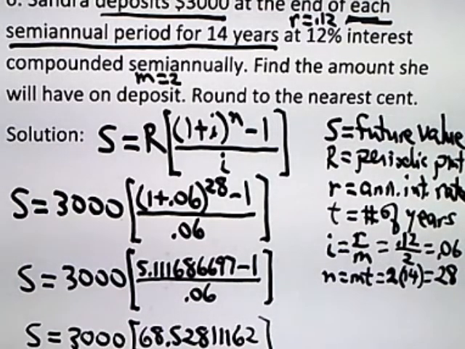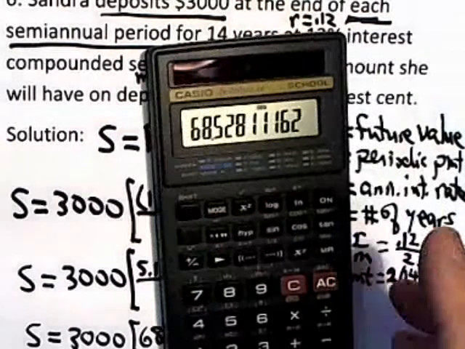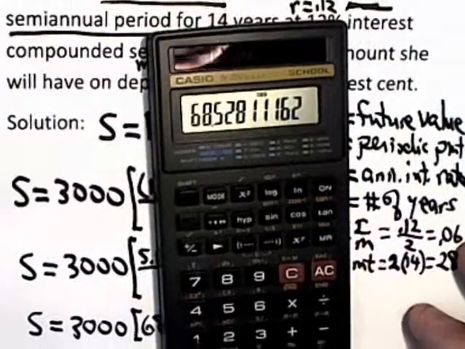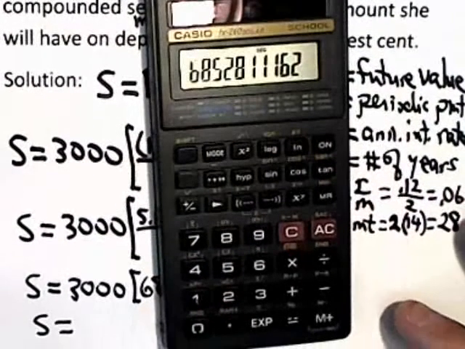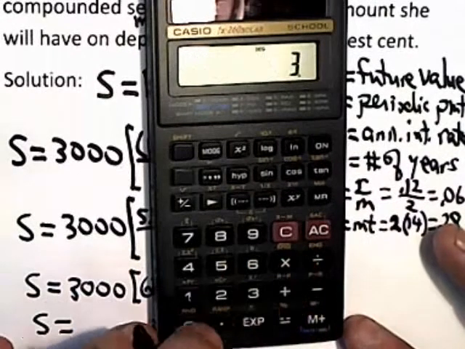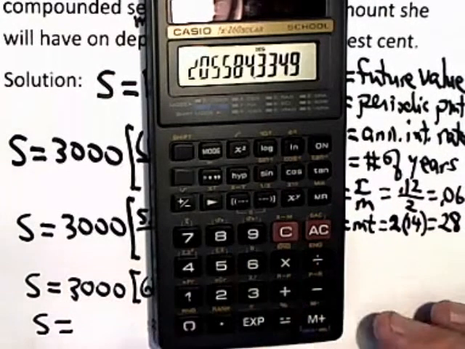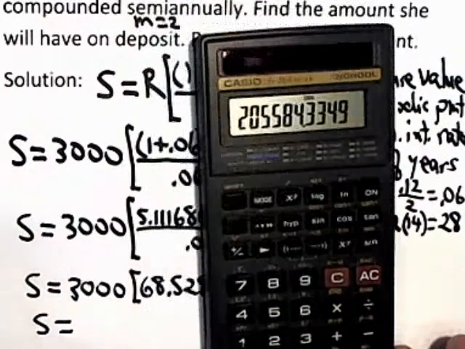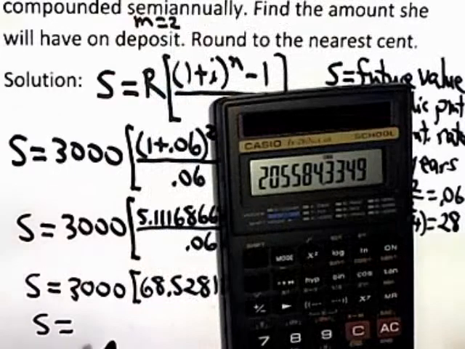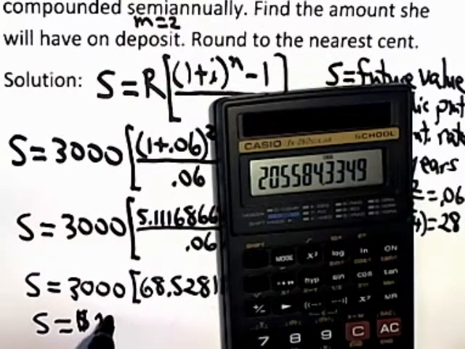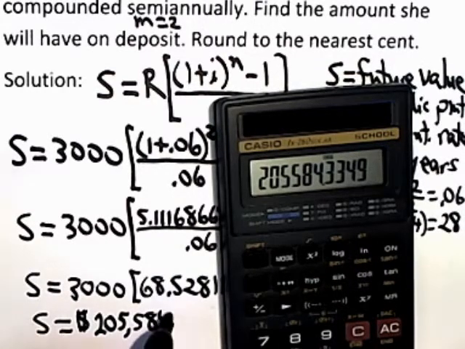Now all I need to do is take that product, and the number is already in the calculator. So I just do times 3,000, and there we have it. So the future value of that ordinary annuity is $205,584.33.